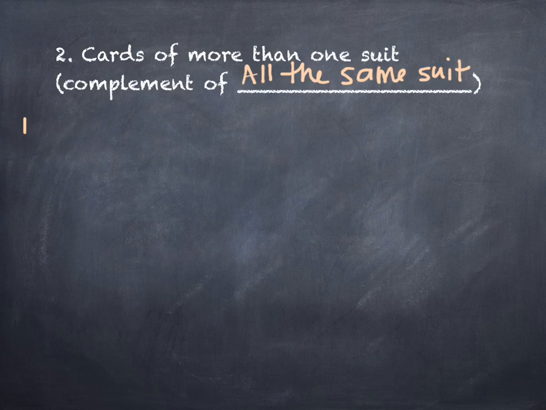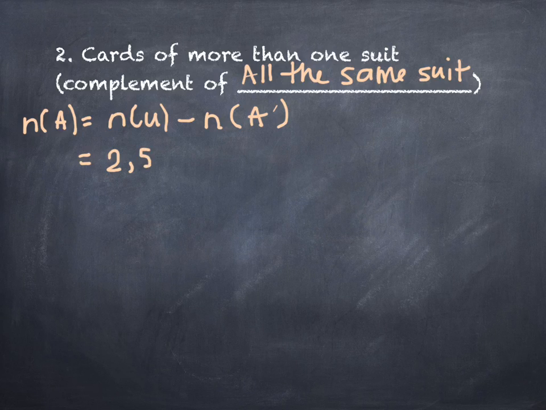Okay, so again, I'm finding n of A, which is n of U minus n of A complement. And the complement's the part that's in parentheses. N of U is still the 2,598,960 that I had a moment ago. All right, the A complement.